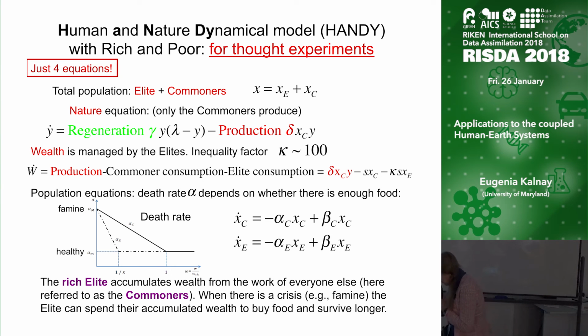Let's say we all live to 275 or something like that, and that's this level. But when there is not enough accumulated wealth to give food or rice to everybody, then the poor start increasing the death rate until they reach a level of famine, no food. The rich, with accumulated wealth, can still wait until they also run out of wealth and food, and their death rate increases to famine. So when there is a crisis like a famine, the elite can spend their accumulated wealth to buy food and survive longer.